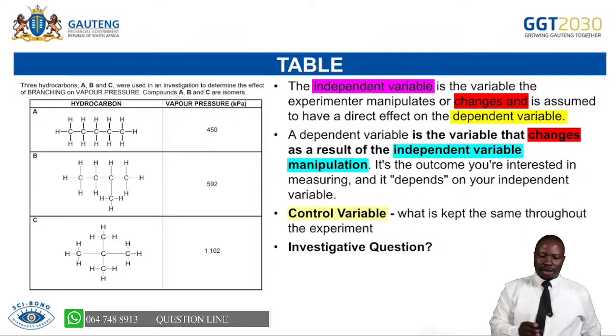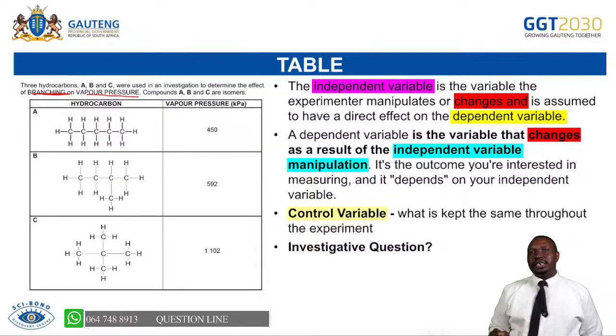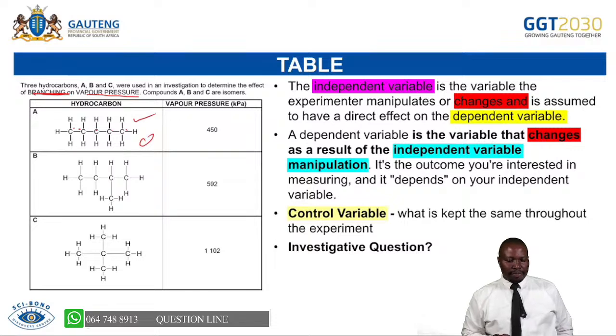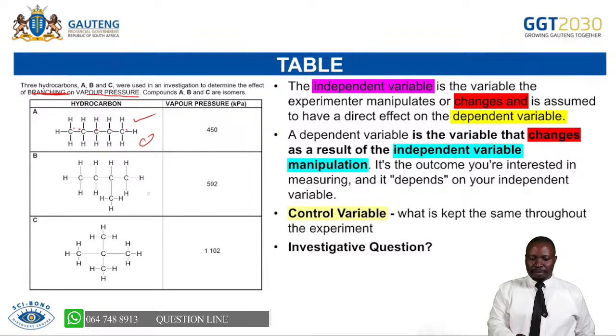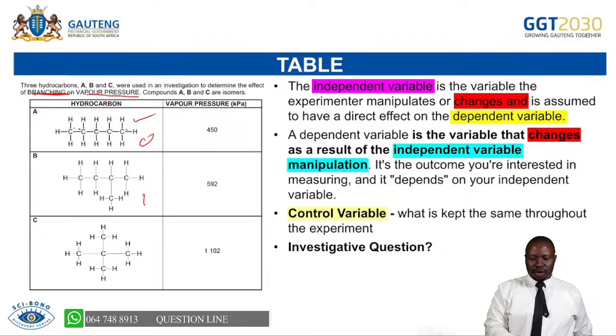Here they are saying 3 hydrocarbons, A, B, C, were used in an investigation to determine the effect of branching. So already they told you that we're going to determine the effect of branching on vapor pressure. If you look at this structure, the first one is 1, 2, 3, 4, 5. It's pentane, unbranched. 0 branches here. But if you look at the second one, it is 2-methyl butane. It has 1 branch. If you look at the one labelled C there, it is 2,2-dimethyl propane.